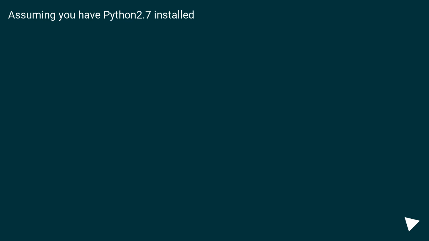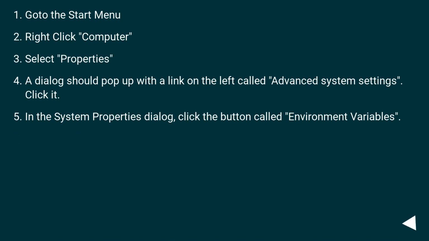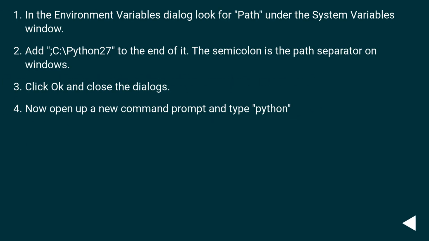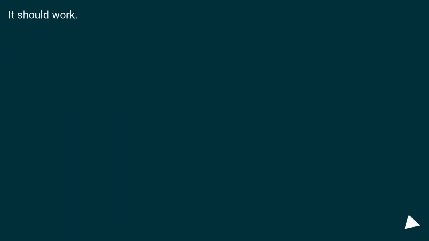Assuming you have Python 2.7 installed. Go to the Start menu. Right-click Computer. Select Properties. A dialog should pop up with a link on the left called Advanced System Settings. Click it. In the System Properties dialog, click the button called Environment Variables. In the Environment Variables dialog, look for Path under the System Variables window. Add ;C:\Python27 to the end of it. The semicolon is the path separator on Windows. Click OK and close the dialogues. Now open up a new command prompt and type python. It should work.